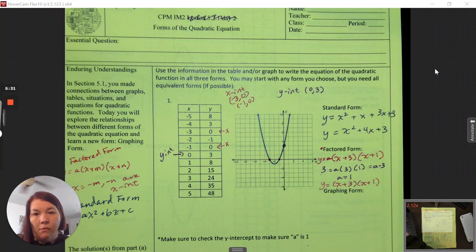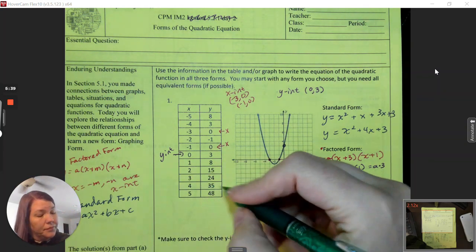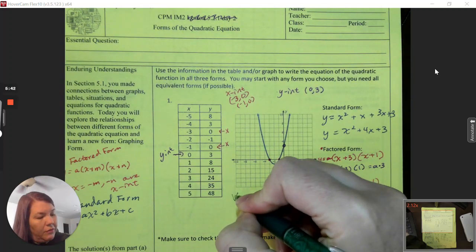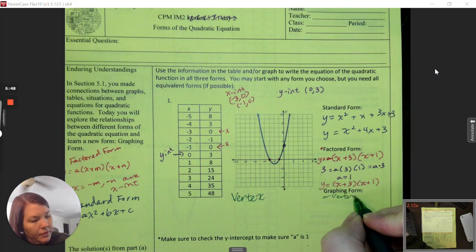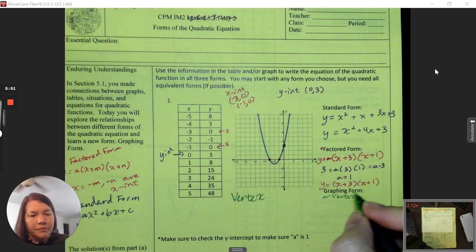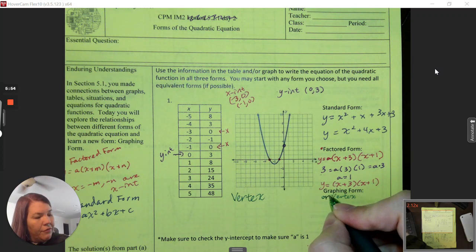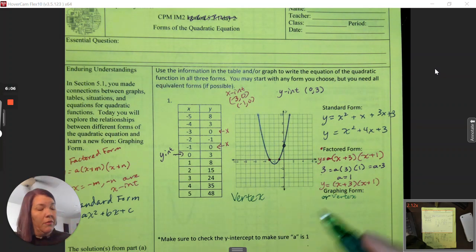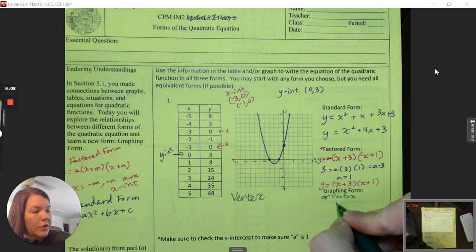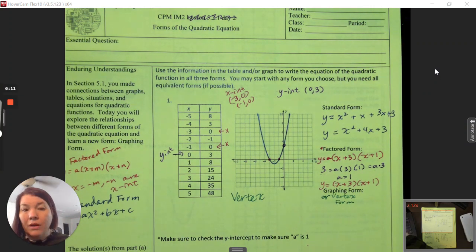Okay, exciting. Now, the one point that we didn't use that's one of the most important points on this graph, and we haven't used it, is the vertex. So graphing form is also called vertex form. I like graphing form as a name better because then we can use it for every type of function, and there's a lot, and not all of them can be written in vertex form. Not every function has a vertex, but they all can have a graphing form. So it's also known as vertex form, but we're going to call it graphing form.